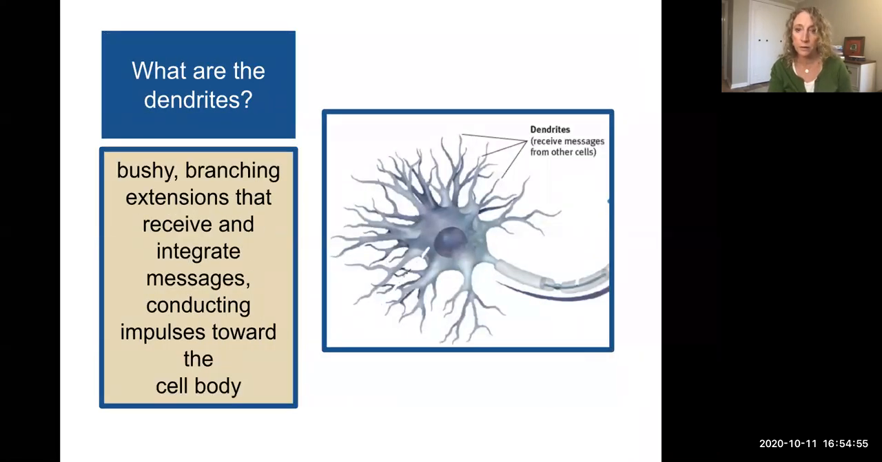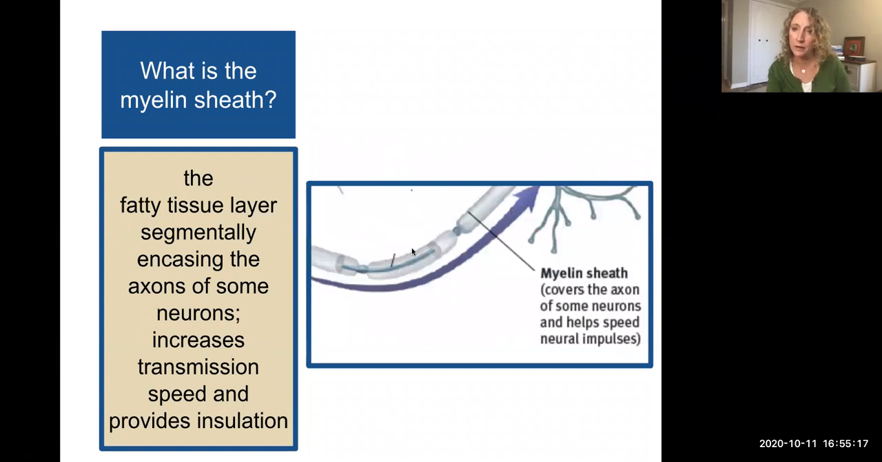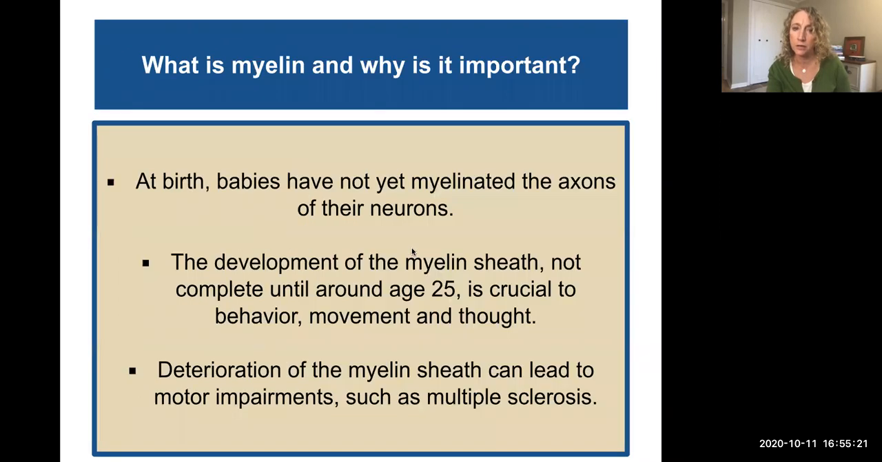I mentioned that the dendrites are the first place that the message is received. The axon is so important. It's probably the most important part of the neuron, and it's where the action potential takes place, which is the neural impulse itself. It's also important to know that the axon has a protective covering. It's called the myelin sheath.